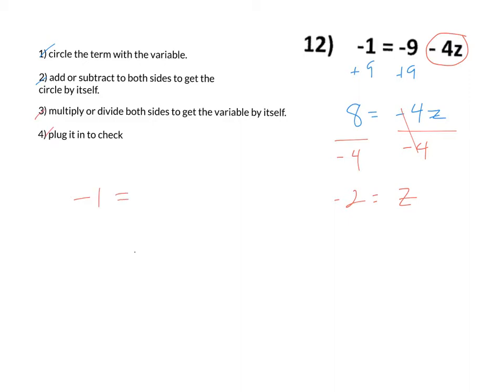Negative 1 is equal to negative 9 minus 4 times negative 2. Order of operations. Negative 4 times negative 2 is positive 8. Negative 9 plus 8 is negative 1. There's my check. That's how you do the first one.